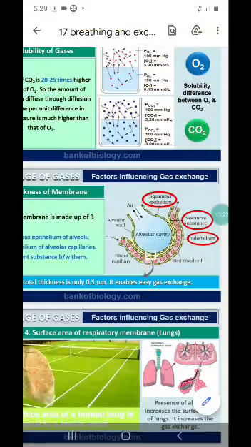The last point is the surface area of the respiratory membrane. Inside the lungs you find millions of alveoli. The presence of millions of alveoli itself increases the surface area for exchange of gases. So that is for today's class.